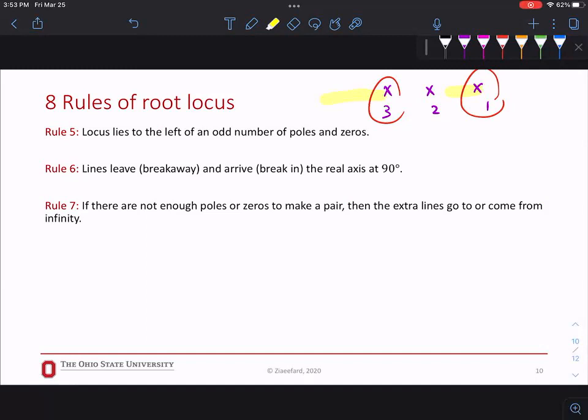All right. So there could be cases where there is no zero, so there are going to be asymptotes, and they will go to infinity. So this is another piece of information you have. Rule number 6: lines leave, break away, or arrive on the real axis at 90 degrees. So whenever they are coming to the real axis, it is going to be 90.